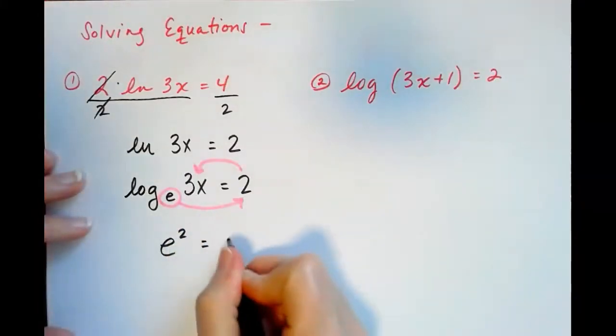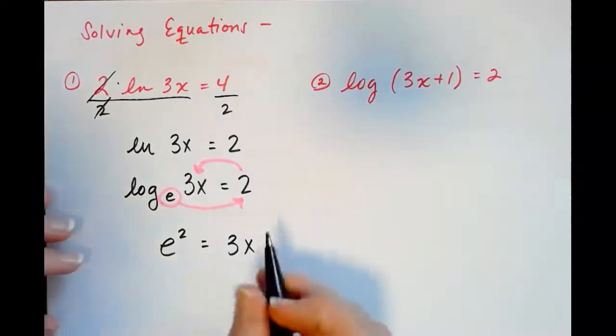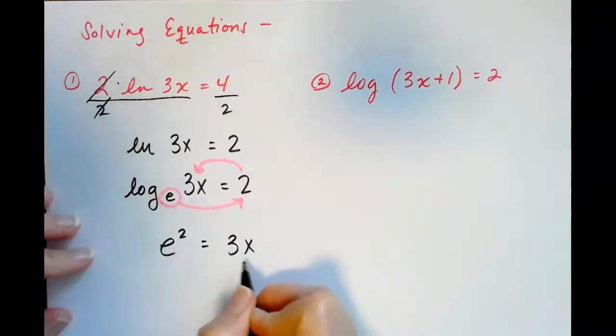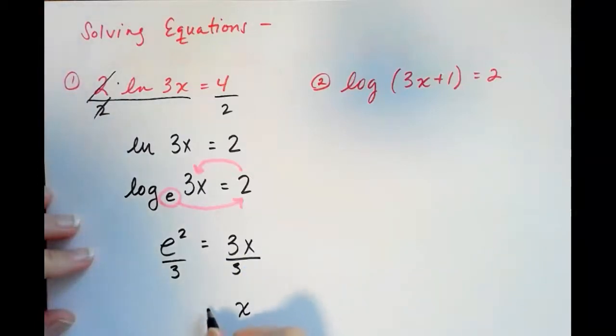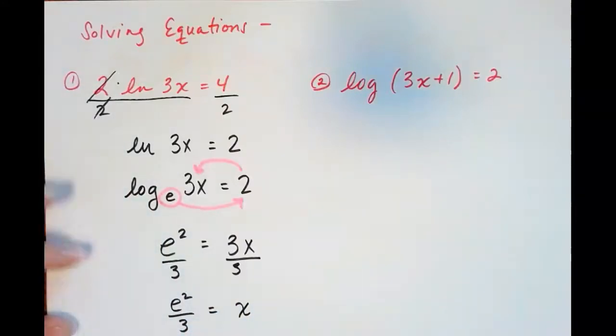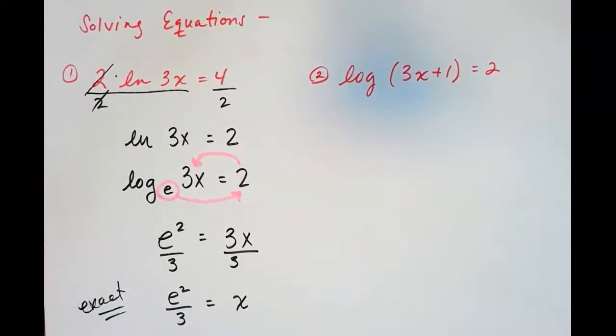e squared equals 3x. And then from here, we can very easily solve for x by using the multiplication property of equality, dividing both sides by 3. We get x equals e squared over 3. And this is the exact answer. And an exact answer is usually best. Only go to a decimal approximation if it is specifically requested.